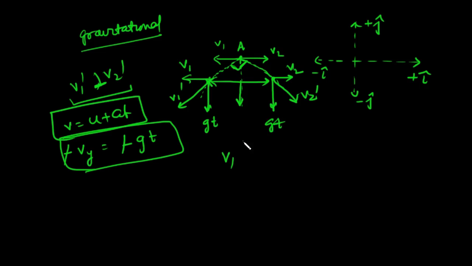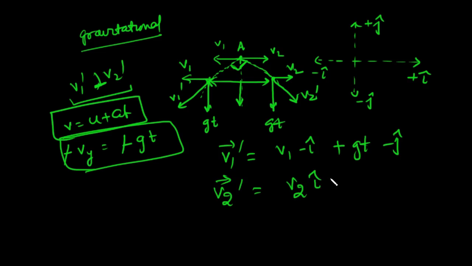So what will be the v1 dash vector? V1 dash vector will be v1 times minus i, because v1 is directed along minus i, plus gt times minus j, as gravity is along minus j. I have assumed the axes. And v2 dash would be v2 times positive i plus gt times negative j.